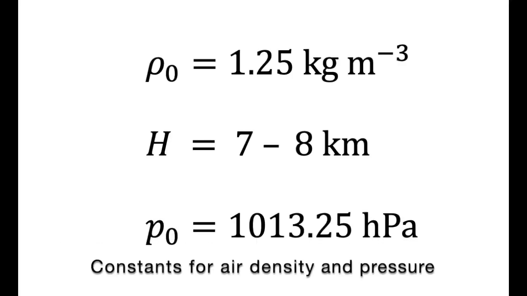Rho naught is the density of the air at the surface of the Earth when Z is equal to 0. Rho naught is roughly 1.25 kilograms per meter cubed of air. H is a constant, and it is known as the scale height, or the folding height, which ranges from 7 to 8 kilometers. This is the height where air pressure or density starts to decrease by 50%.